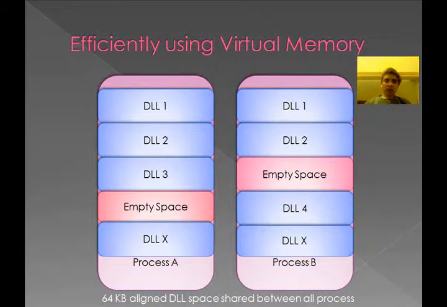And here is another way to think about it. You have multiple DLLs loaded in 64K aligned DLL space in a process. So there is a process A, where DLL 1, 2, 3 are loaded, and then there is some empty space, and there is a DLL X. Then there is process B, where DLL 1, 2 are loaded, and then in place of DLL 3 there is empty space, and there is DLL 4, and then DLL X in process B. So that's an example that you have.